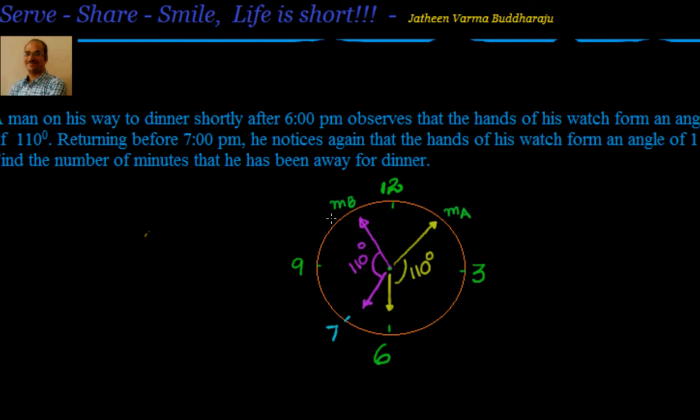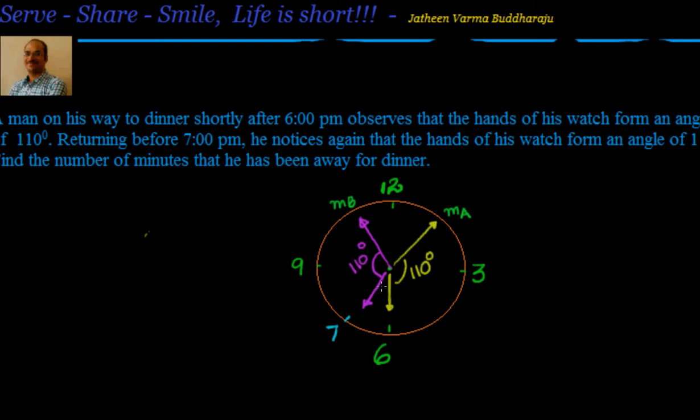So MA, MB are nothing but the minutes, how much it has moved during the dinner. So if I know MA, MB, I can say MB minus MA. Let us say this is 10 minutes and this is 53 minutes. I know that 53 minus 10, 43 minutes has elapsed. That's one way of looking at it.